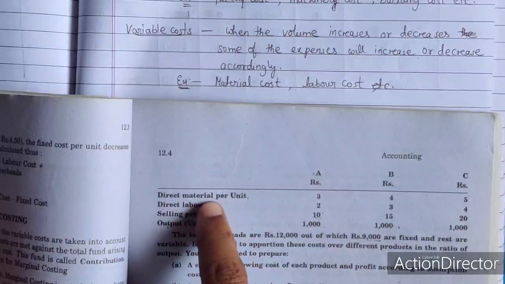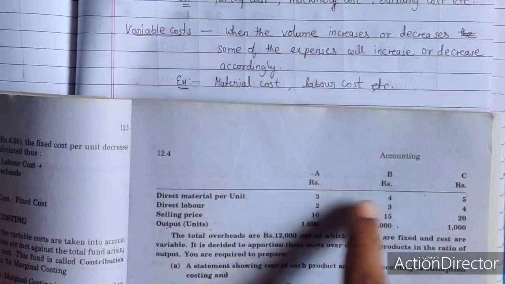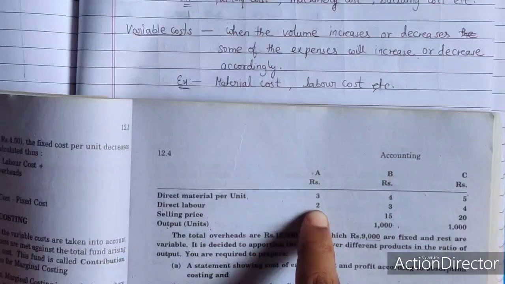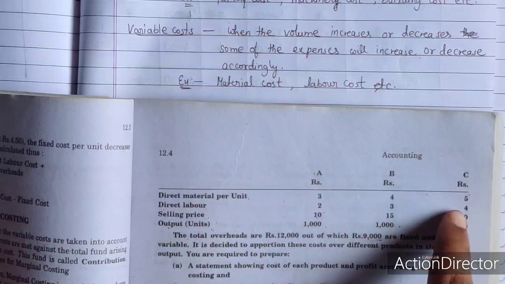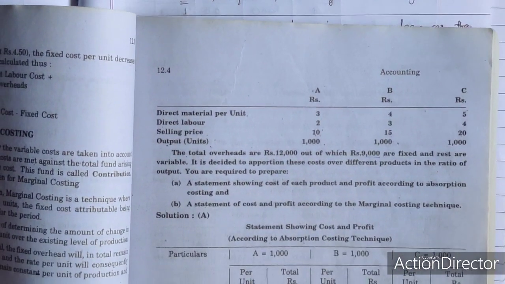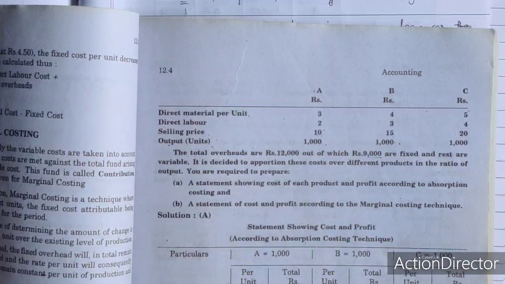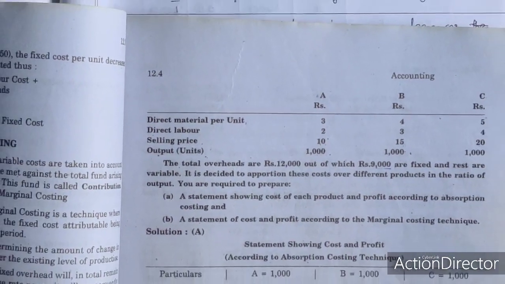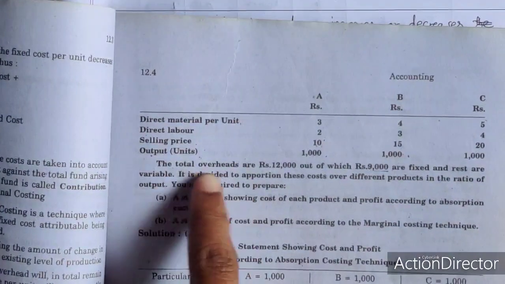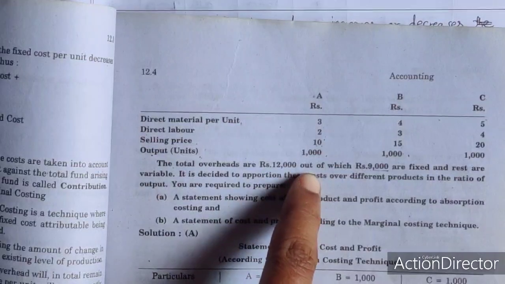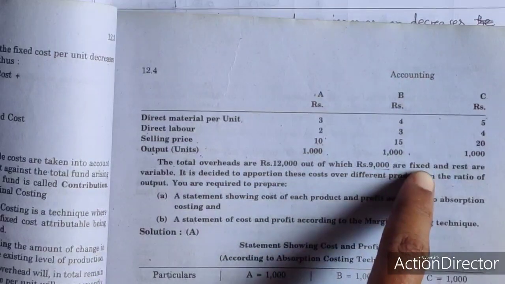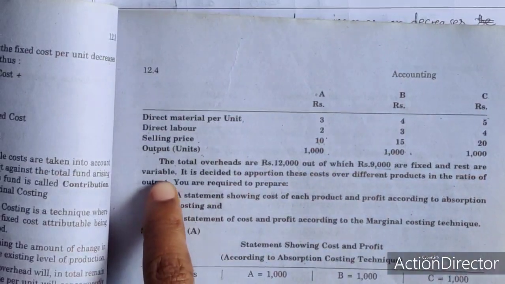First, per unit, the direct material cost is for A 3 rupees, for B 4 rupees, for C 5 rupees, and labor cost is per unit for A 2 rupees, for B 3 rupees, for C 4 rupees. Selling price is 10 rupees per unit, 15 rupees per unit and 20 rupees per unit for product C. And here they have mentioned the total overheads are 12,000 rupees, out of which 9,000 are fixed and the rest are variable.